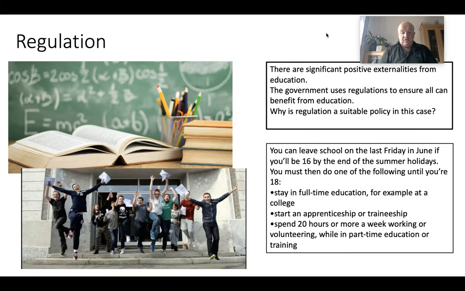The last thing to bear in mind is obviously regulation. We've talked about regulation previously, but again, this principle of regulation, because we've got positive externalities for certain things, education being the example, then in some instances the government might use regulations to ensure all can benefit from education. And why would regulation be a suitable policy in this scenario?